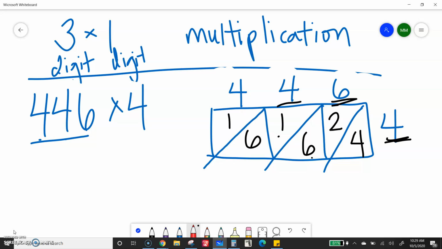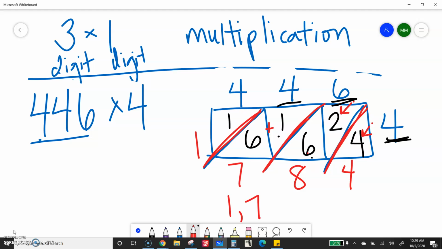Now for adding, I'm not going to write them at the bottom. I'm looking at my diagonals, and I'm adding diagonally. So here I have 4. Here I have 2 plus 6 is 8. Here 1 plus 6 is 7, and then 1. So again, I get 1,784 because I just read the numbers from left to right. So same answer, different strategy.